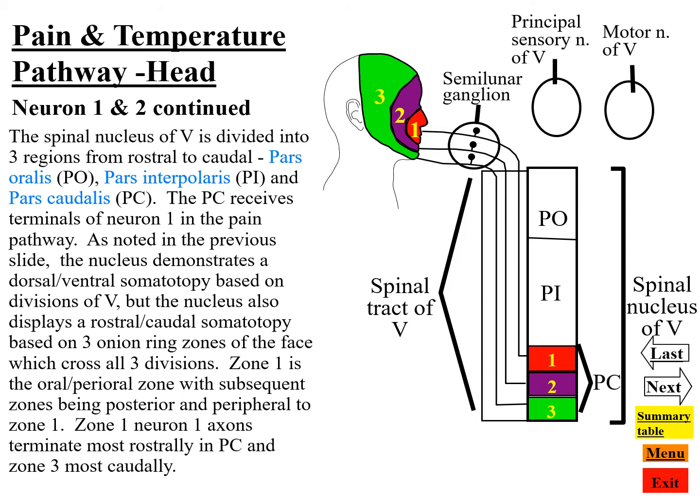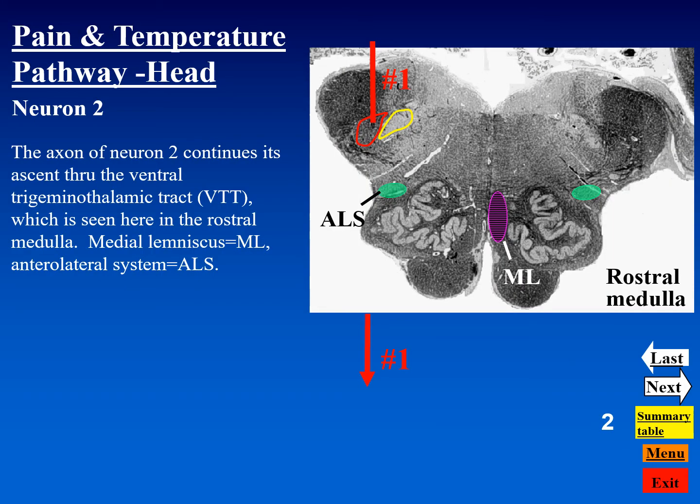And you see here in the what is called the pars caudalis region of the spinal nucleus of 5, those zones are represented here. So most rostrally, we have the perioral region. Most caudally, the most posterior zone is found. So here we see axons of neuron 2 in this pain and temperature pathway from the head, continuing to ascend in the ventral trigeminal thalamic tract. Note also we see the descending fibers of neuron 1 in this image.